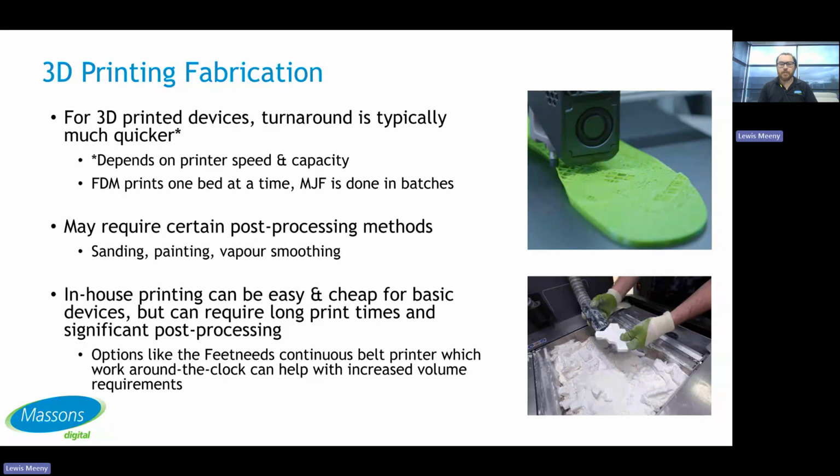We do have some other options available, stuff like the Feet Needs continuous belt printer. They print on a belt system and work around the clock. So as opposed to needing to do one bed at a time, break a model off and start again, it just continually runs through on a conveyor system. So you can literally set and forget and let it go overnight. So there are solutions out there to increase capacity as you grow. And of course, the other option, which can still be quick, is to externally fabricate. With 3D printers, one of the great parts is you pretty much just hit go, let them run, and then do whatever processing is required.